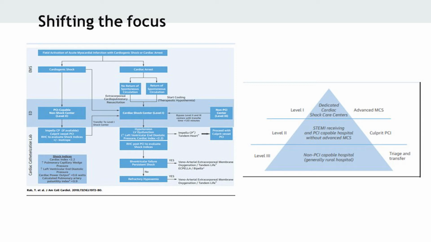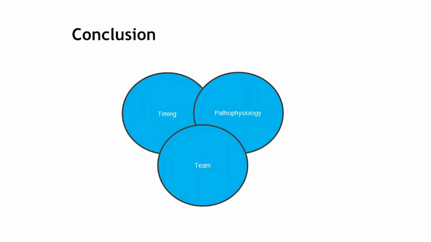So in conclusion, the most important things about cardiogenic shock are timing, identification, and early treatment, understanding the pathophysiology between the hemodynamics and hemometabolics, and then establishing systems and teams so that we can better serve these patients and get them to the appropriate centers and treatment.